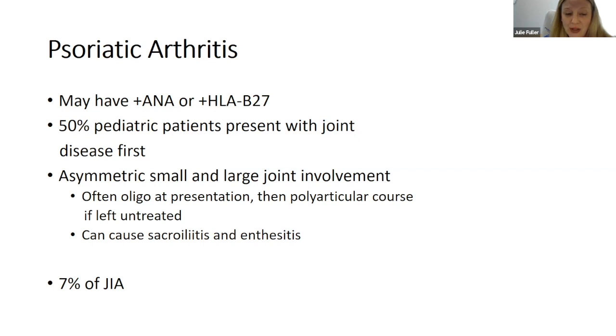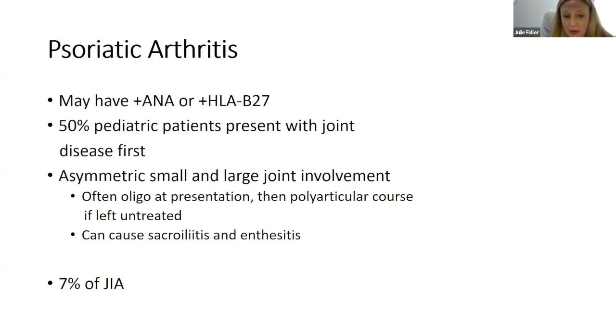These patients have a classic pattern of asymmetric small and large joint involvement. By that I mean they may have one or two toes, a wrist on one side, and a knee on the other side. So it's not the symmetric polyarthritis that we talked about previously. And frequently these patients are oligo subtype at presentation. So they have under 5 joints, but then you follow them for a little bit and they really develop more of a polyarticular course if left untreated.